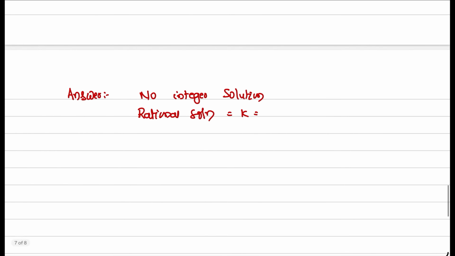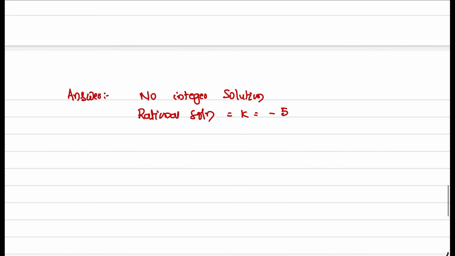minus 5m, that is, minus 5 by 2 minus 5m, and the value of m varies, depending upon whatever value you take for m. This is the solution, and when m is equal to 0, it is minus 5 by 2.